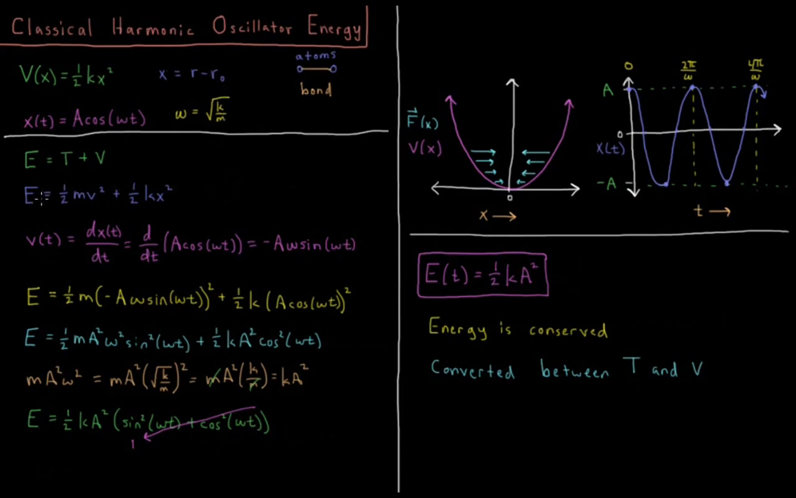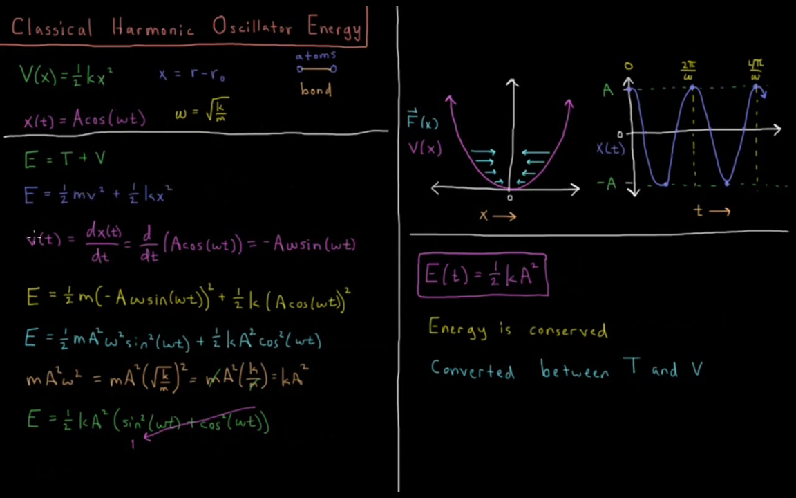Okay, so now we want to compute the energy of this particle as it's moving back and forth in this potential energy function. So energy, E, is going to equal kinetic energy T plus potential energy V. Kinetic energy is 1/2 mass times velocity squared. Potential energy is 1/2 kx squared.